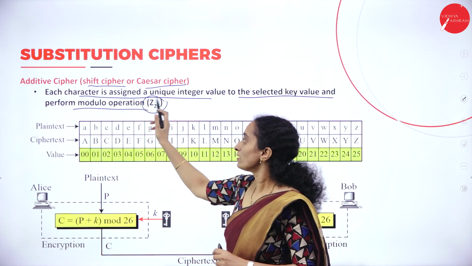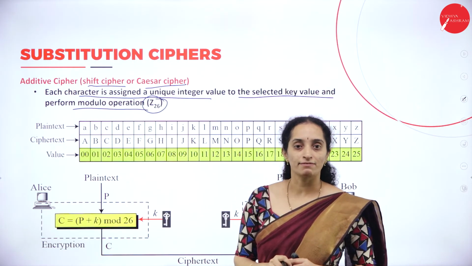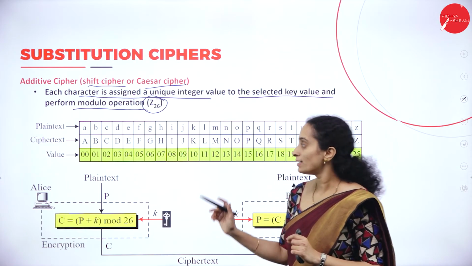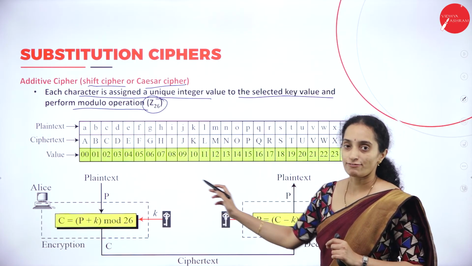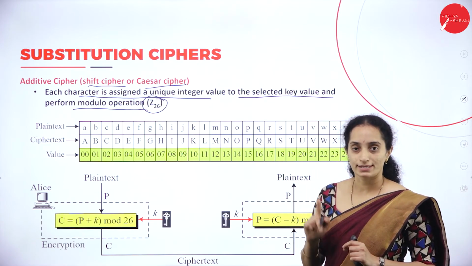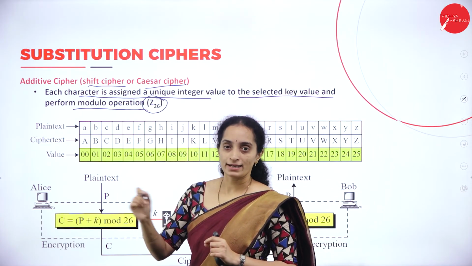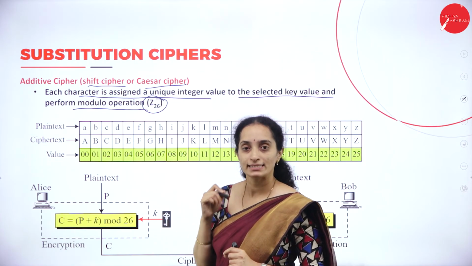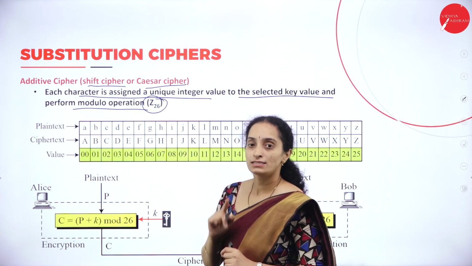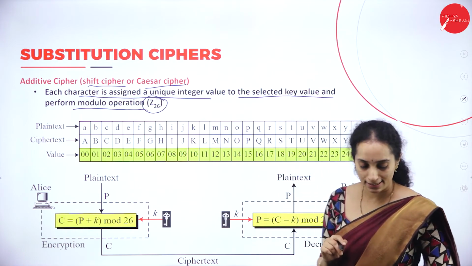A modulo operation will be done with the value 26 because the number of alphabets in English is 26. So, usually the modulo operation will be done by the number 26, which is represented as Z26.